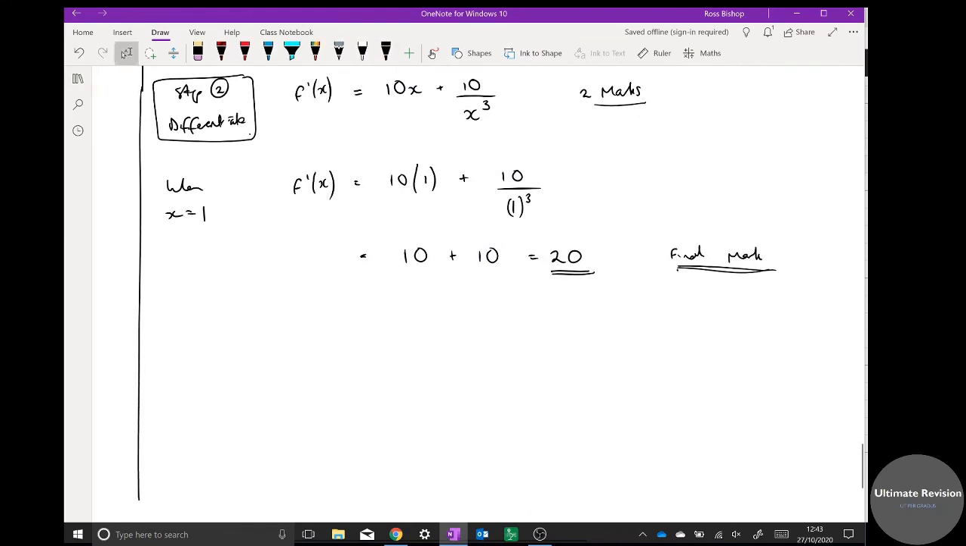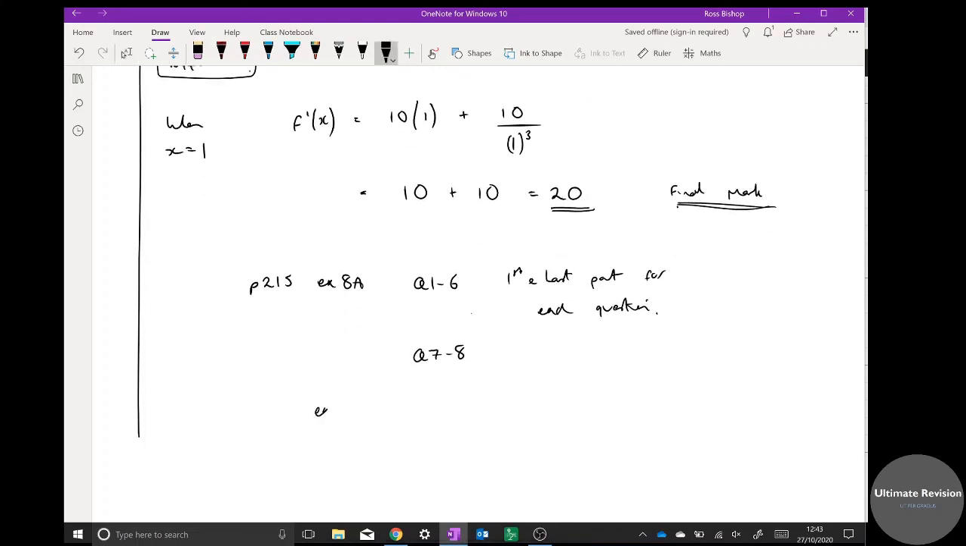Right, okay, that's an introduction into differentiation. We're going to be doing more on that over the next few sessions. But for now, I want you to do a bit of practice after you've copied the notes. Page 215, exercise 8A. Questions 1 to 6, just the first and the last part on each question. Okay, and questions 7 and 8, the whole thing. And then I want you to do exercise 8B, which is on page 216. And I just want you to do questions 5 to 8 inclusive, okay?